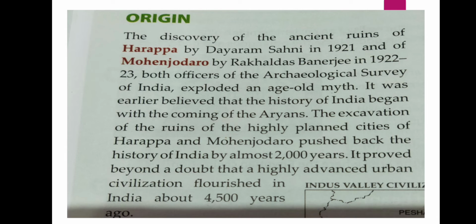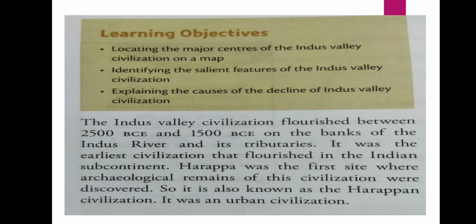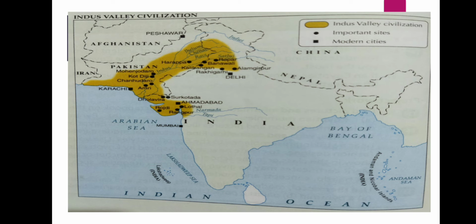It was earlier believed that the history of India began with the coming of the Aryans. The excavations of the ruins of the highly planned sites of Harappa and Mohenjo-daro pushed back the history of India by almost 2000 years. It proved beyond doubt that a highly advanced urban civilization flourished in India about 4500 years ago, between 2500 BCE and 1500 BCE, that is before the Christian era. So this is about the origin of the Harappan or Indus Valley civilization.